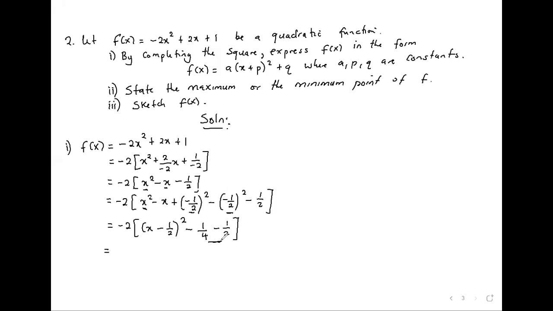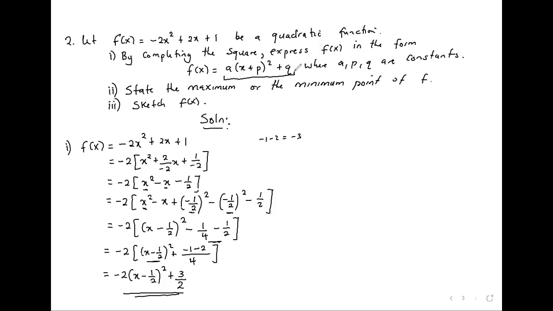Then put this together, you get negative 2 times x minus half squared. So we have 4 down, plus 4 into 4, you get 1. So we have negative 1 minus 2 over 4, which is negative 3 over 4. As we expand, negative 2 times the brackets here, it remains negative 2 and the brackets like this. Then negative 3 over 4 times negative 2 becomes positive 3 over 2. This expression is in the form that is asked. No one has said you should mention what a, p, q are. You just express it like that.